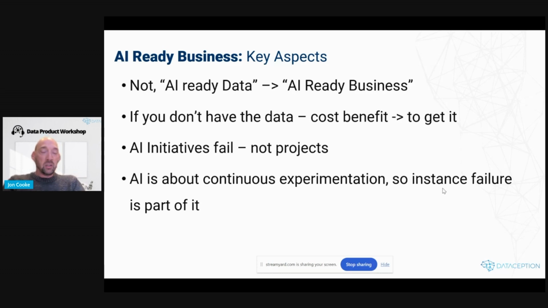And what you need to do if you find that, and I'll go into this in a bit more detail later on, is that if you don't have the data, you need to really look at what do you do to either get the data or to change it or to create it. It's a cost benefit analysis fundamentally. And fundamentally that's what an AI ready business in my mind is about.